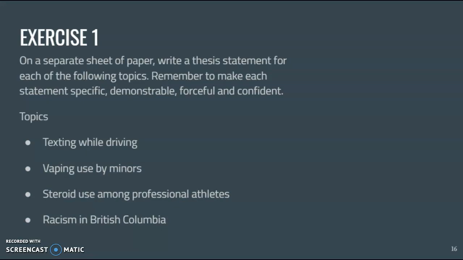Exercise 1. On a separate sheet of paper, write a thesis statement for each of the following topics. Remember to make each statement specific, demonstrable, forceful, and confident. So, for these topics, obviously you're going to have to narrow them down, and you can sort of make things up and use your own thinking here, right? So the topics are texting while driving, vaping use by minors, steroid use among professional athletes, and racism in British Columbia.